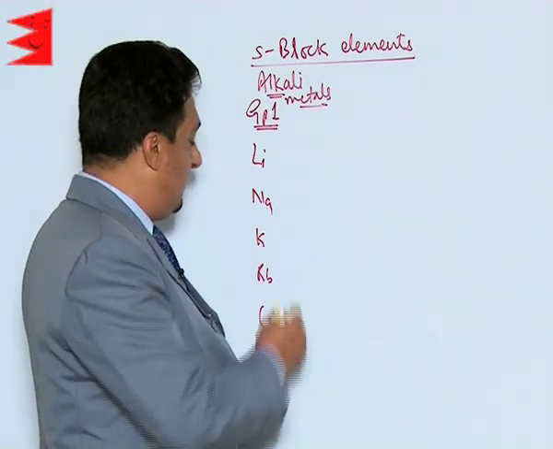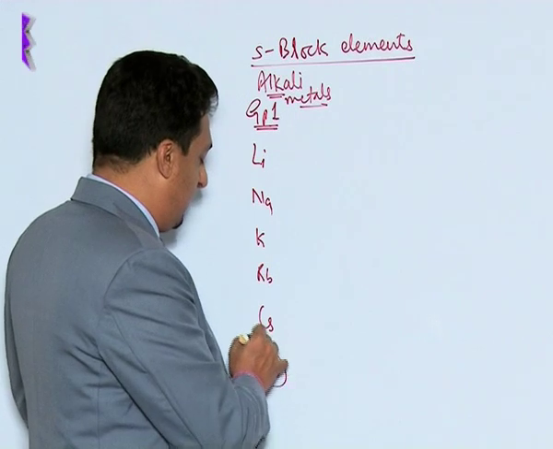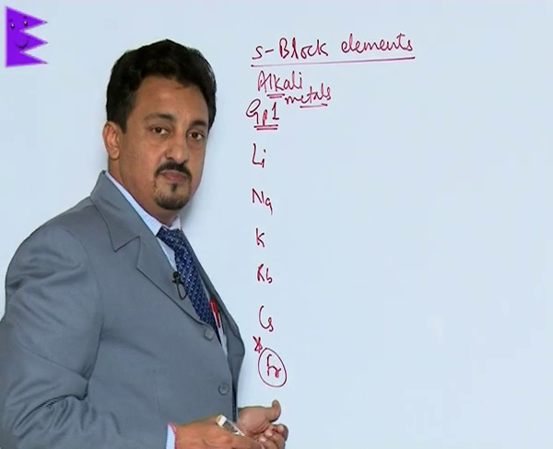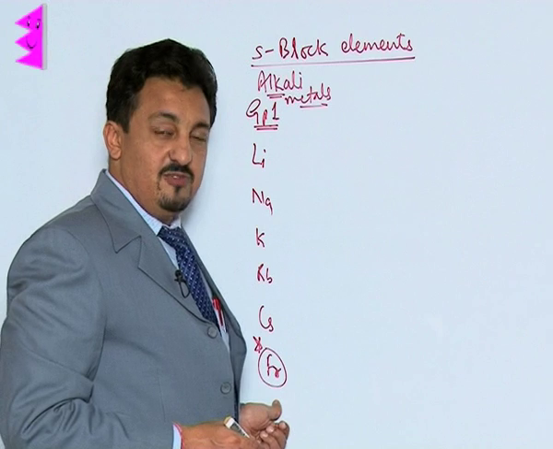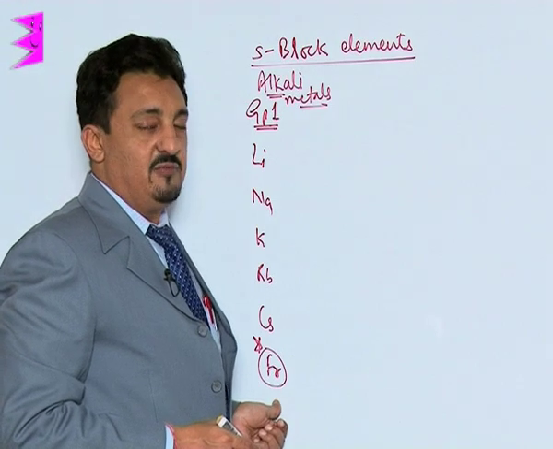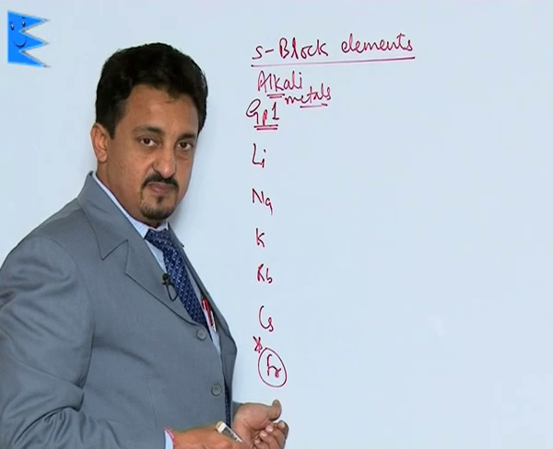Now out of these all, francium is the one which is radioactive in nature and it is very unstable, with one of its isotopes having a maximum lifespan, or half-life, of 21 minutes only.